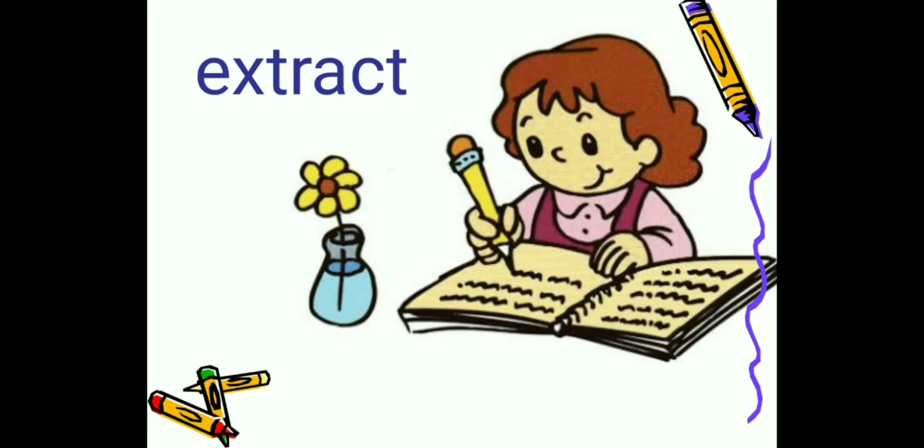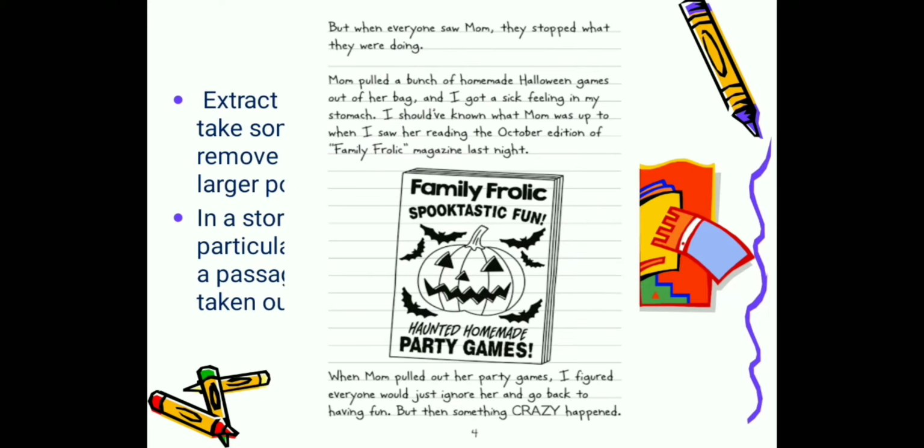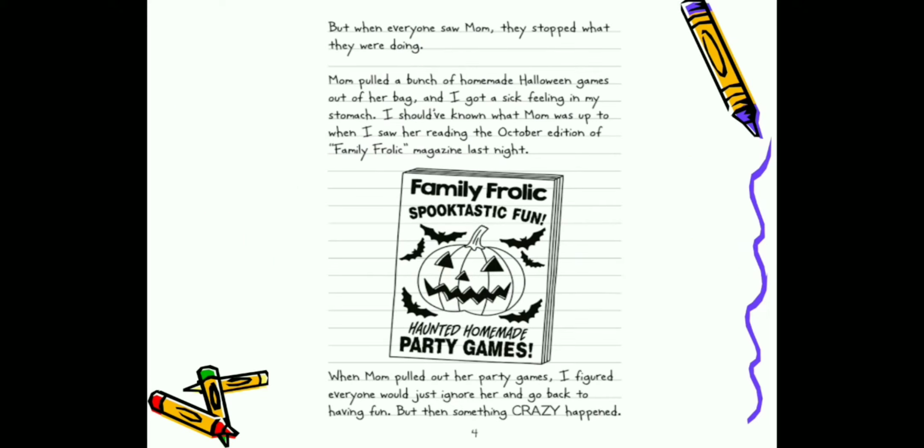Now, what is extract? Extract basically means to take something out or remove something from a larger portion. In a story, extract means a particular sentence or a passage, paragraph that is taken out from a book. For example, we have an extract of a kid's storybook entitled Diary of a Wimpy Kid. So let's read it out and see what is an extract.